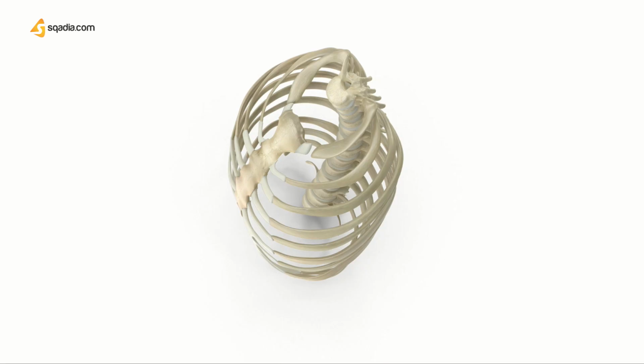So let's move on to the superior aperture of the thorax. So the superior aperture is also known as the thoracic inlet. So we're talking about this over here. So the superior narrow end of the thorax is continuous with the neck. It is shaped like a kidney. So as you can see, kidney shaped.